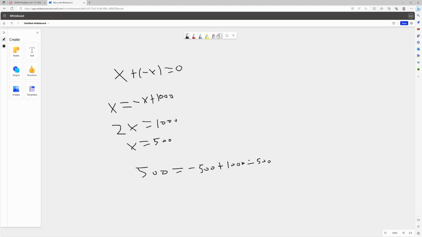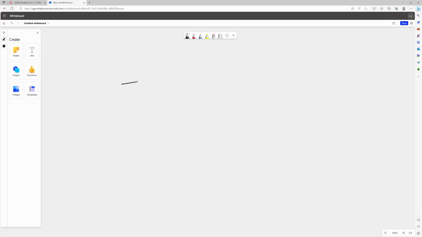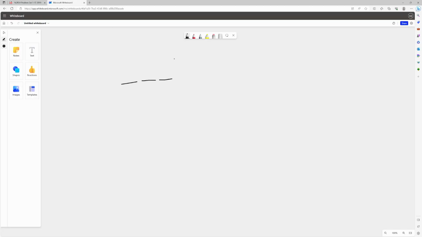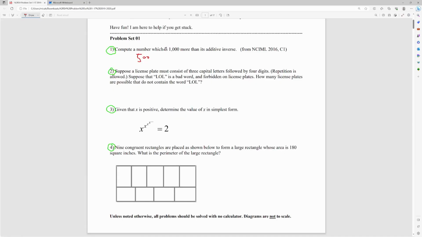So let's write that out. Let's erase this. 3 capital letters: 1, 2, 3. Followed by 4 digits: 1, 2, 3, 4. Repetition is allowed. Suppose that LOL is a bad word and forbidden on license plates. How many license plates are possible that do not contain the word LOL?